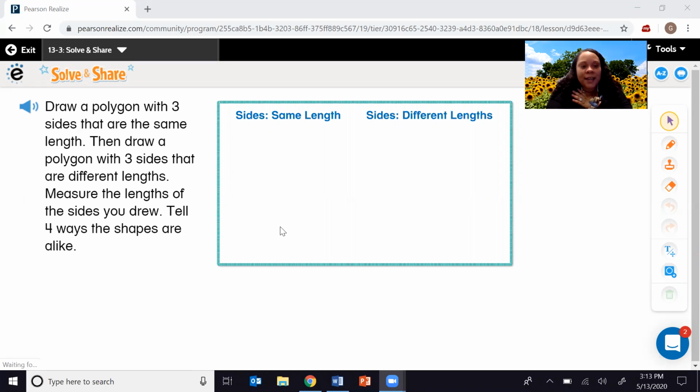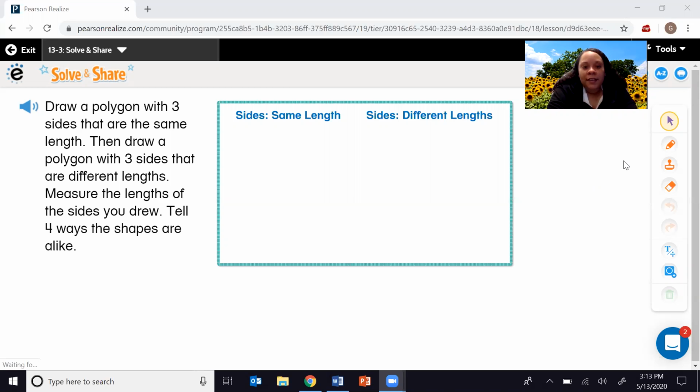So it says draw a polygon with 3 sides that are the same length. Then draw a polygon with 3 sides that are different lengths. Measure the lengths of the sides you drew. Tell 4 ways the shapes are alike. Okay, so remember, a polygon is a shape that is closed and has at least 3 sides.